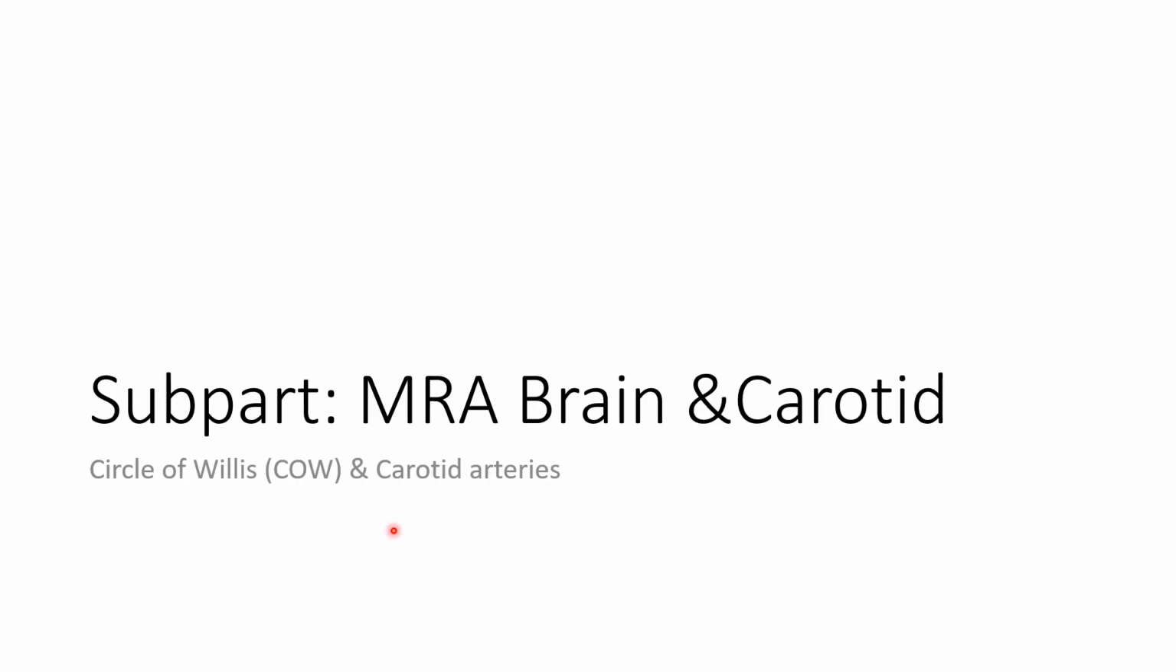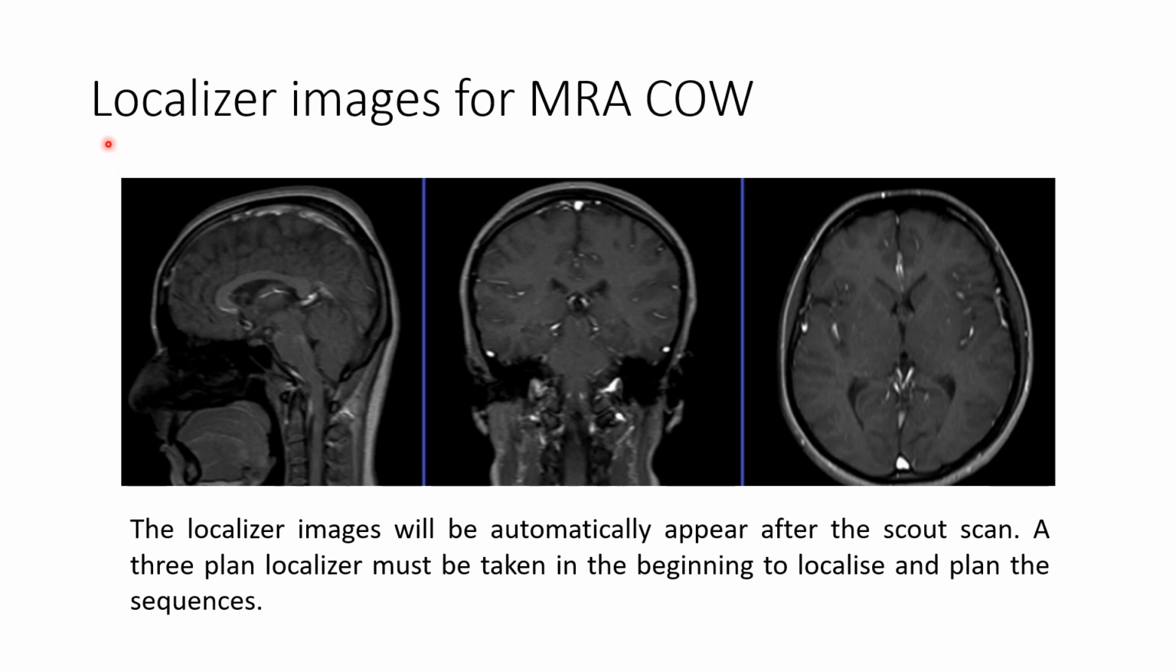In addition, I would like to present the exclusive protocol of MRA circle of Willis and a little bit about carotid arteries. These are the localizer images for MRA circle of Willis. The localizer images will automatically appear after the scout scan. Three planes, sagittal, coronal, and axial, must be taken in the beginning to localize and plan the sequence.